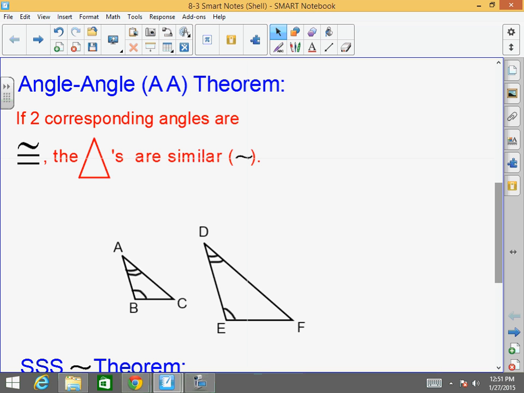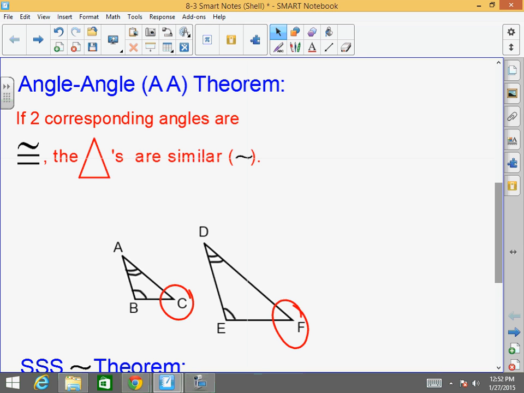Very good. So if I tell you that angle A is congruent to angle D and they're corresponding, and angle B is congruent to angle E and it's corresponding, then that means that angle C has to be congruent to angle F because of the no choice theorem. Therefore, you have three corresponding angles that are congruent. Therefore, it goes back to the AAA theorem.